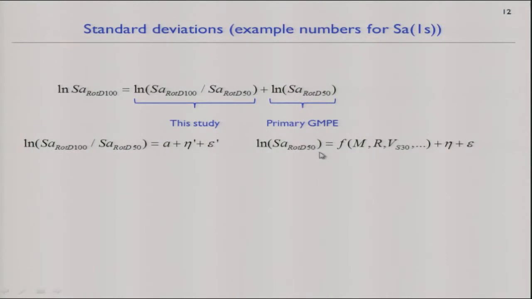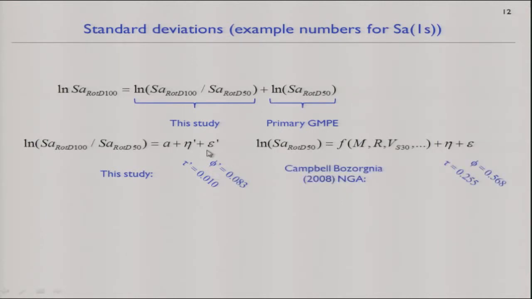Okay, another thing is the standard deviations of these ratios. So again, looking back to that mathematical model, we have the primary ground motion prediction equation and then this ratio here. So these are the fits. We're all done doing mixed effects regression, so you get a within event term and a between event term. So these are example numbers for 1 second response spectra. The other periods, the standard deviations vary, but within 20% or so of this, it's relatively constant.